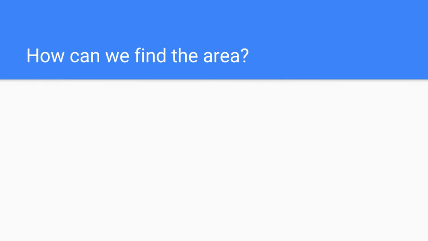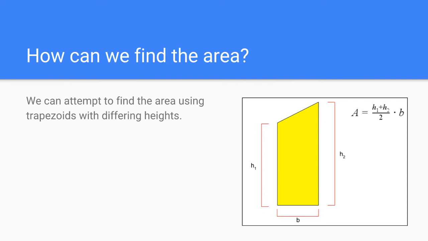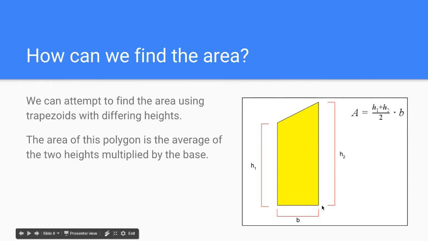So how can we find the area under a curve between 2 points? We can attempt to find the area using trapezoids with differing heights. The area of this polygon is the average of the two heights multiplied by the base. So as you can see, it's almost like a rectangle, except the heights are different. So it's a trapezoid, and to get the area of this, you just need to get the base and multiply it by the average of the two heights. So you add height 1 plus height 2, divided by 2, then times the base, and you get the area of this polygon.